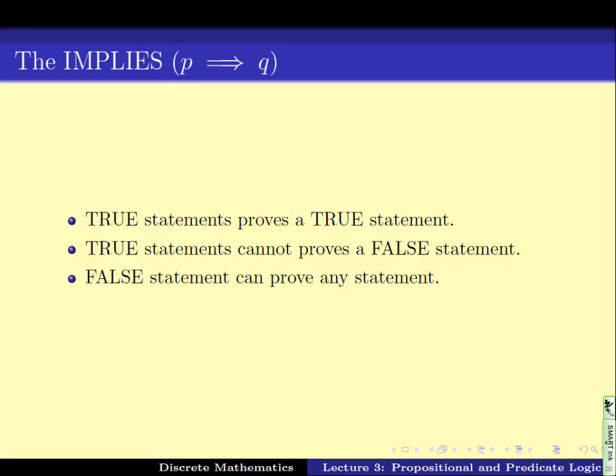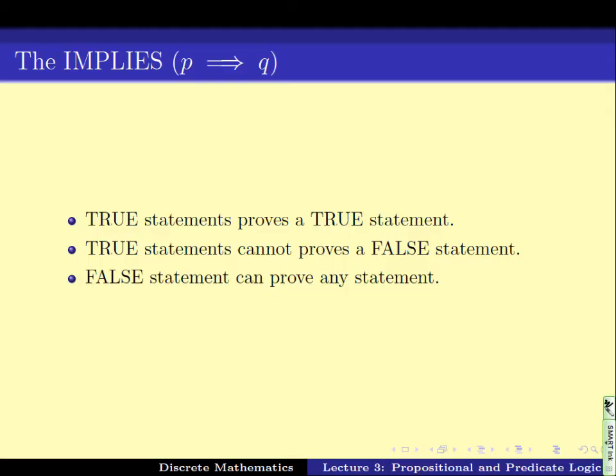Here is one slightly more complicated thing, that a false statement can prove any statement. So in other words, if P is a false statement, from that I can imply anything, which means false implies true is also true, as well as false implies false is also true.